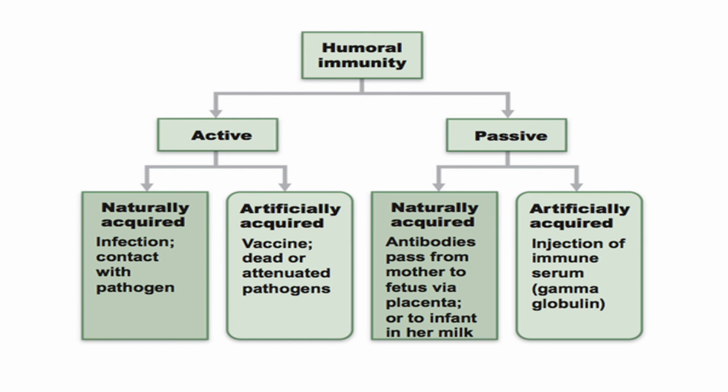If natural, antibodies pass from mother to fetus via the placenta, or to the infant in mother's milk. Artificially acquired passive humoral immunity is the injection of immune serum, especially gamma globulin, like I gave the example, the scorpion antitoxin or snake antitoxin.